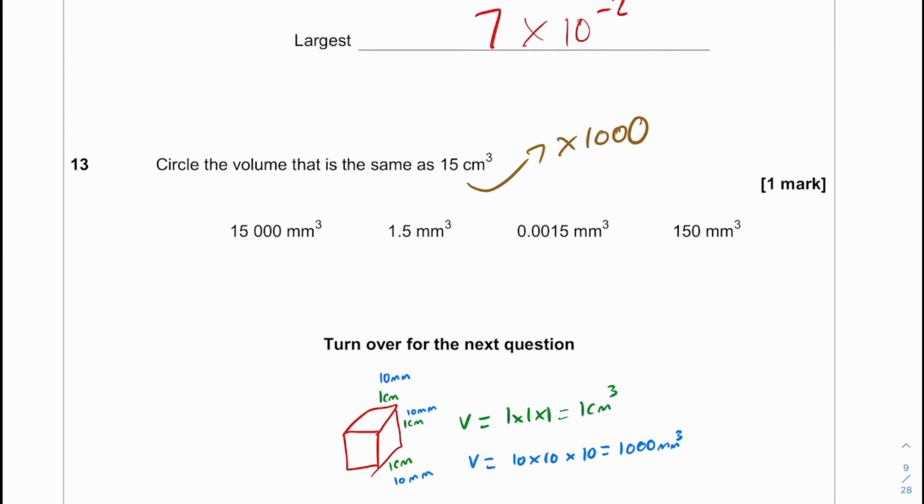And therefore we can see that our answer is going to be 15,000, so it's the first one.